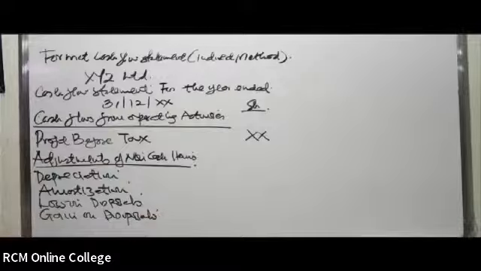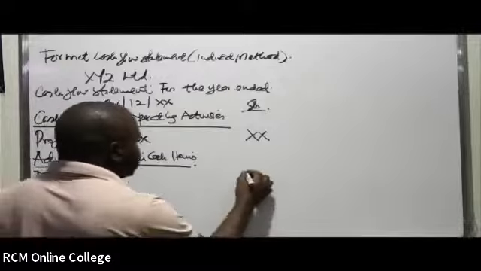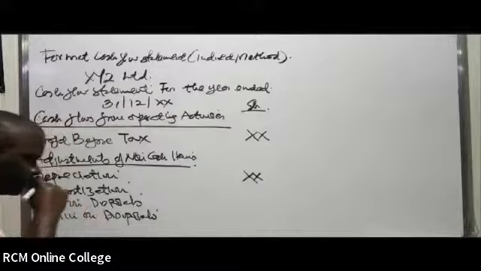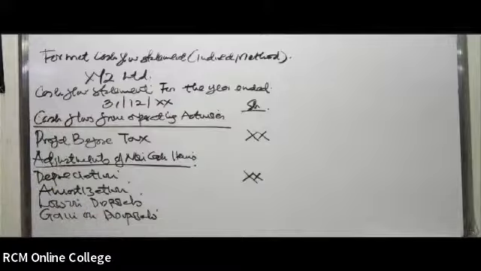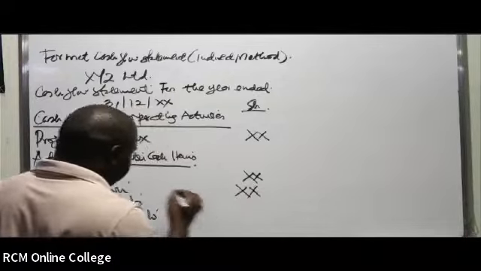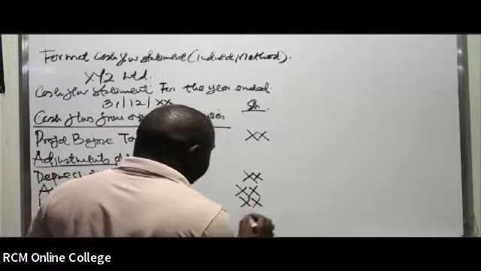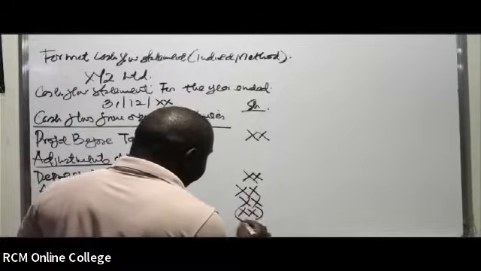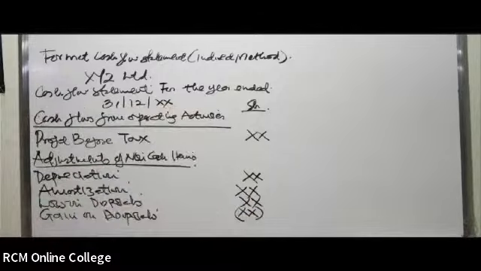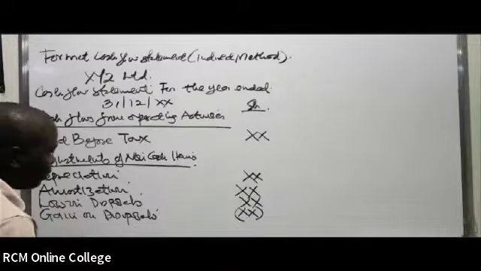For depreciation, you'll add, because it doesn't represent a real outflow of cash. Amortization you will also add. Loss on disposal, you'll likely end up having to add. Gain on disposal, you deduct. It doesn't represent a real inflow of cash. It's just a gain you've calculated there.